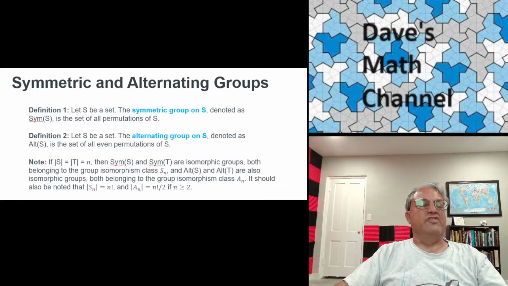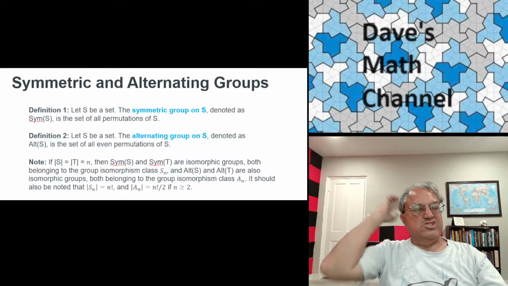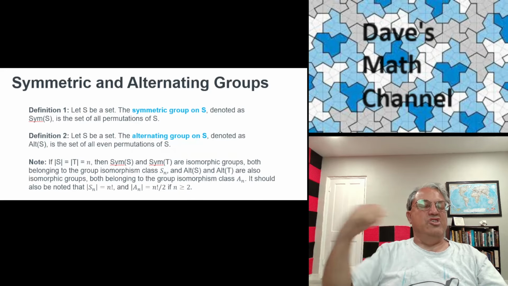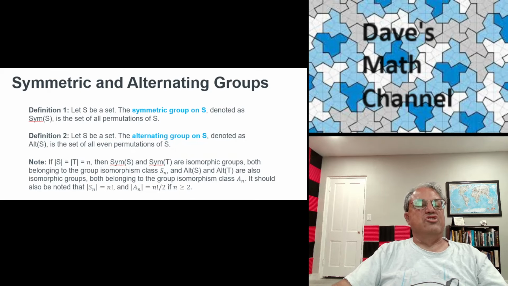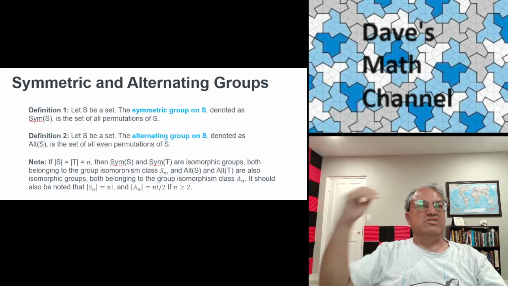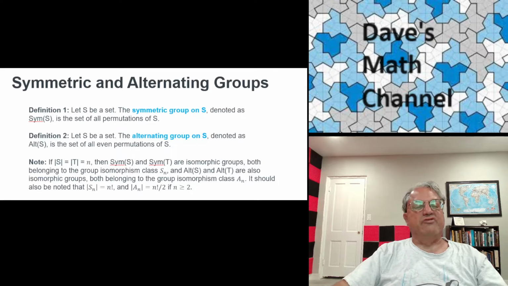These things grow very fast. It's pretty easy to check that the total number of permutations of any set of order n is equal to n factorial. I think that's pretty easy to see because there are n possible ways we can map the first element, but then there are another n minus 1 ways we can map the second element. Remember, we can't map it to the same thing as the first element, so it has to be something different.